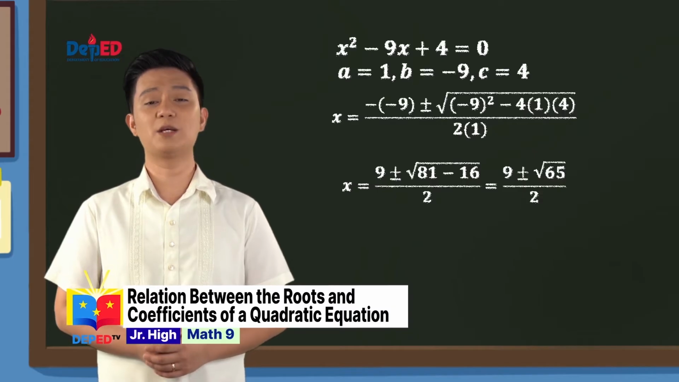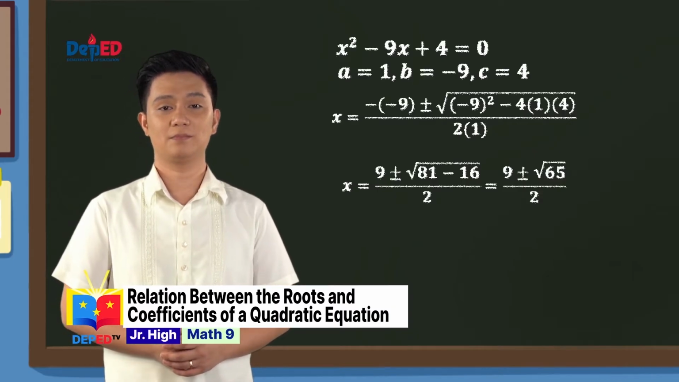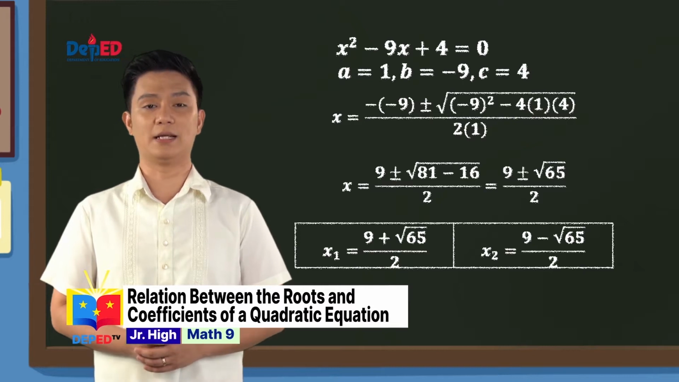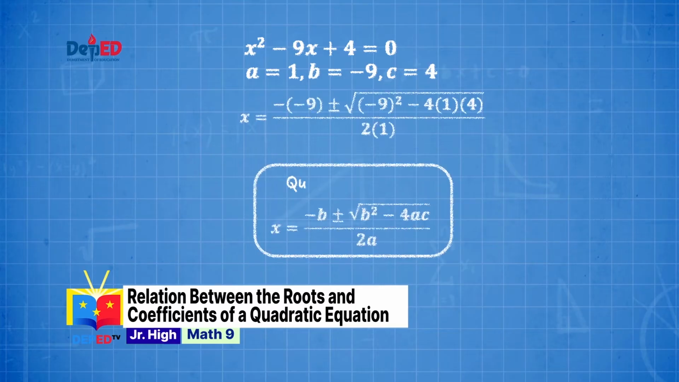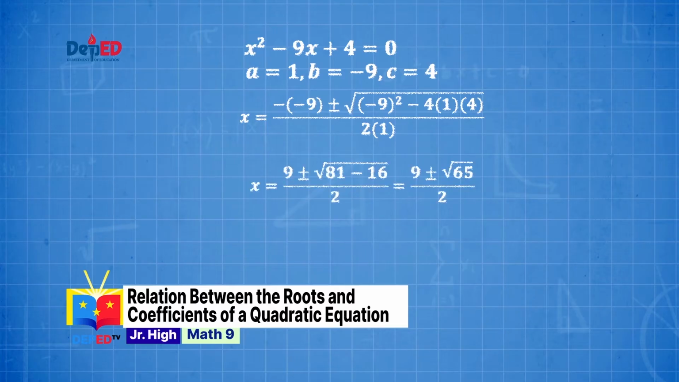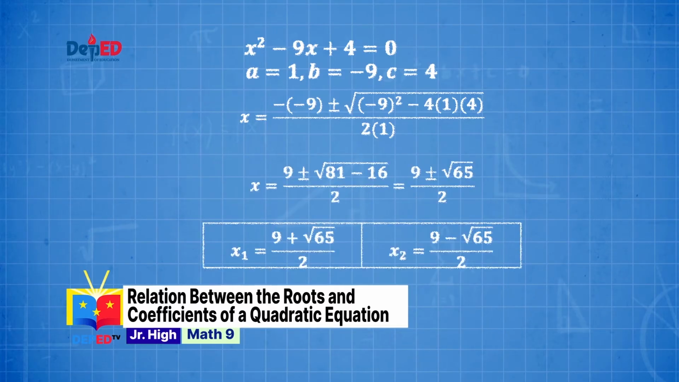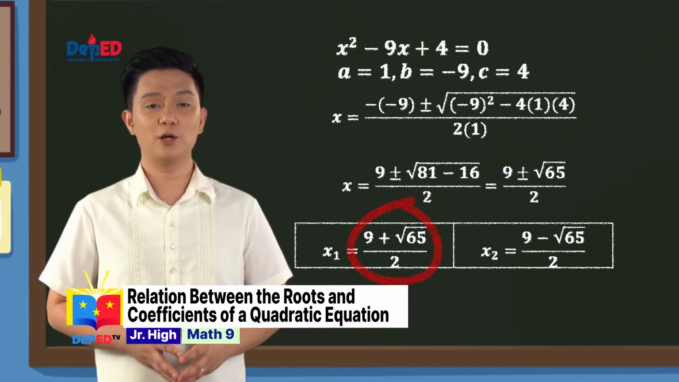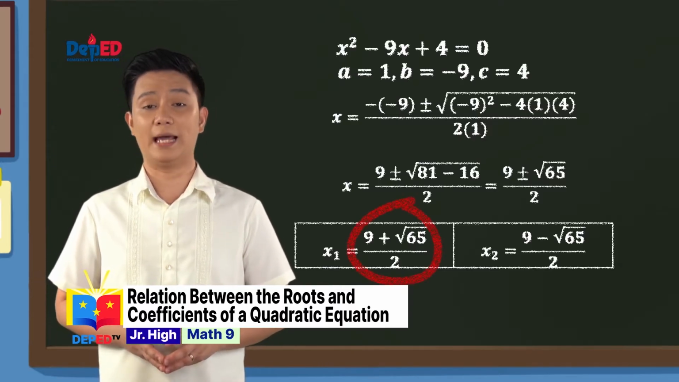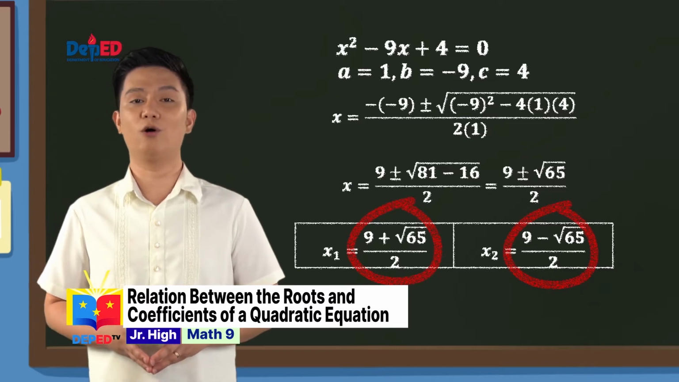Next, we simplify. Then, we split the equation into 2. But since we cannot simplify further, the values of x are 9 plus square root of 65 all over 2 and 9 minus square root of 65 all over 2.